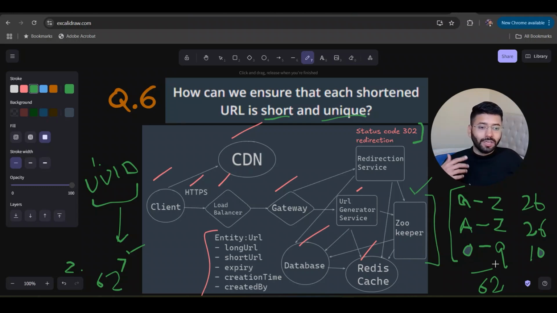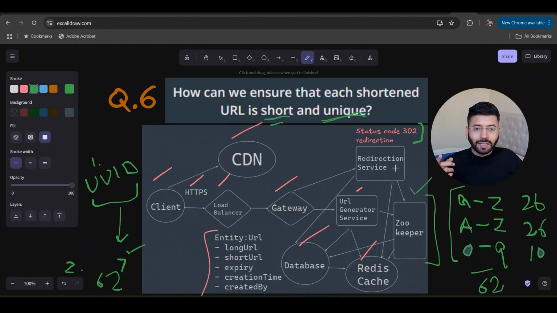On top of that, we have the encoding base 62, which would ensure that the URL is short and unique. So this was my answer. Now let's see what feedback I received on my answer. Okay, first, talking about the things that I did well in this design.